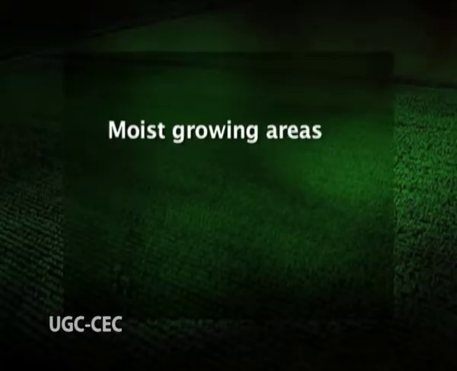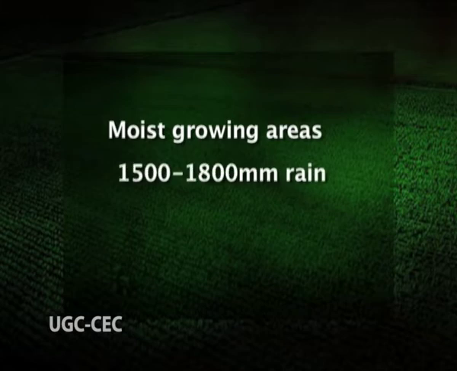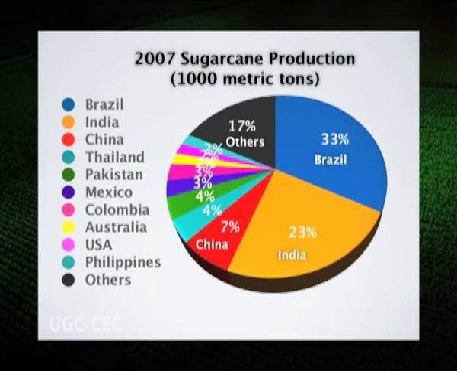The water requirement is high. In moist growing areas, the cane needs 1500 to 1800 mm rain. In 2007, the main sugarcane producing countries were Brazil 33% of world's production, India 23%, China 7%, Thailand 4%, Pakistan 4%, Mexico 3%, Colombia 3%, Australia 2%, the United States 2% and the Philippines 2%.